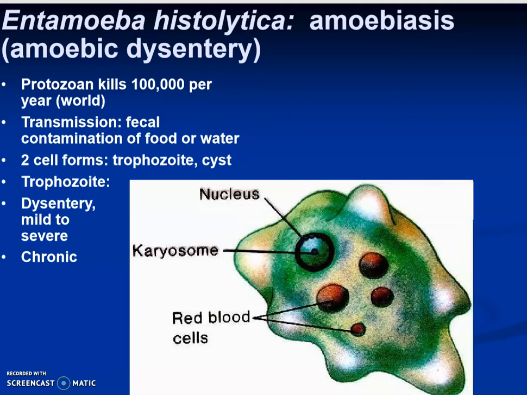There are 2 cell forms, which is true for many of the protozoa. They can exist as a trophozoite or as a cyst. The cyst would be the survival form, and the trophozoite is the actively reproducing form of this protozoa. The trophozoite will cause dysentery, meaning gastrointestinal problems, just diarrhea and throwing up. It could be anywhere from mild to severe, and could also go chronic.